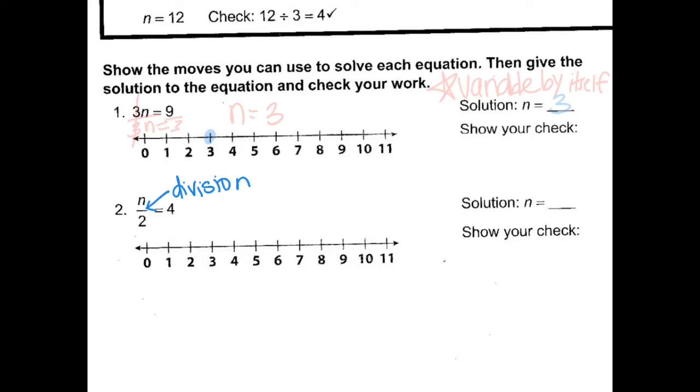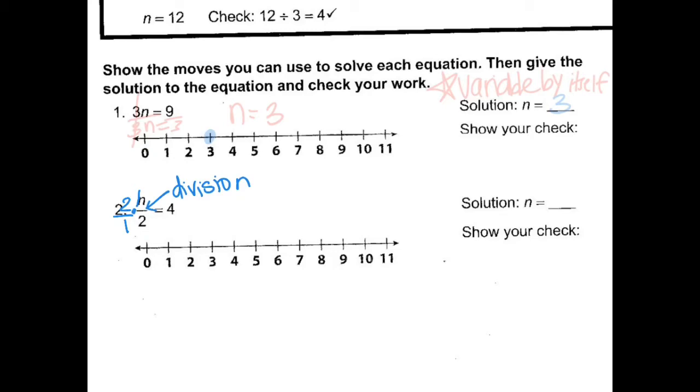In order to get that n by itself, I need to do the opposite operation, which is multiplication. So I'm going to use a dot for multiplication. And I need to get that 2 to cancel out. So I'm just left with n on that side of the equation. So I'm going to multiply by 2 over 1. Something to remember is that with those variables, they automatically have a 1 in front of them, an imaginary 1.